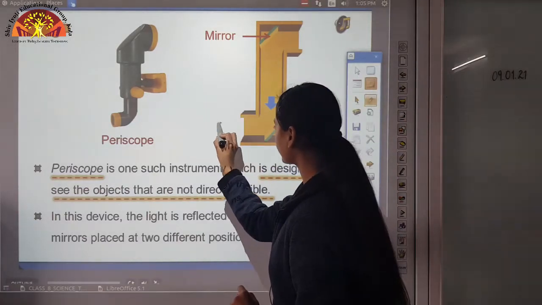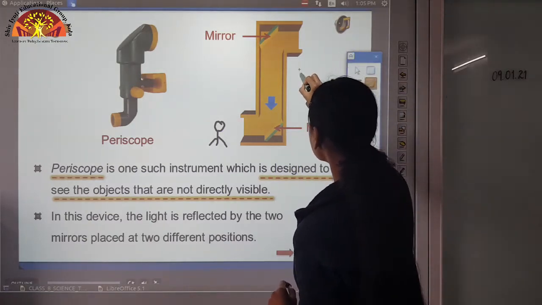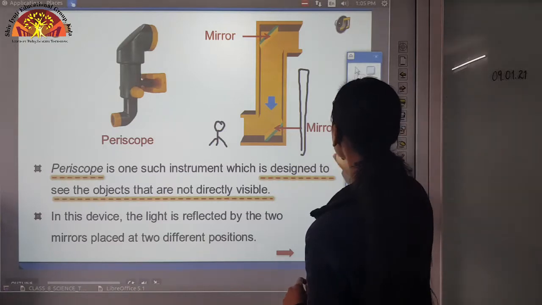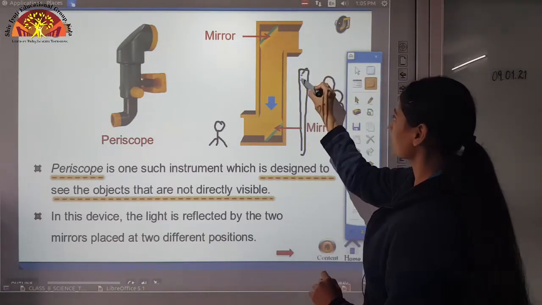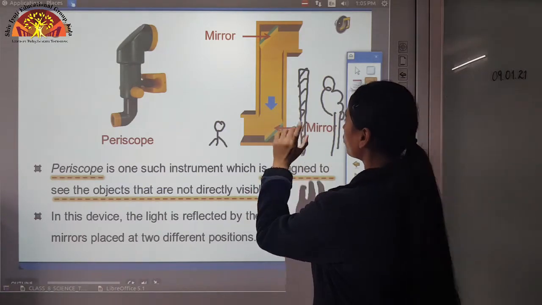Suppose you are standing here. This is a wall of this much height, and a tree is present behind this wall. You are not able to see this tree because of this big wall. So by using this periscope, what is happening?